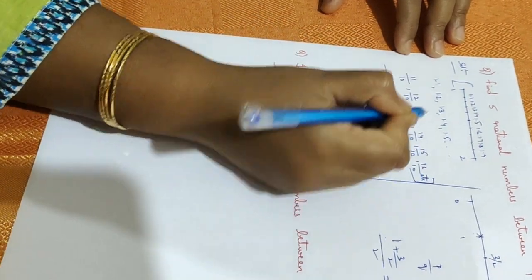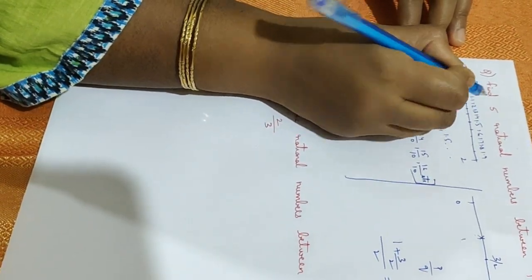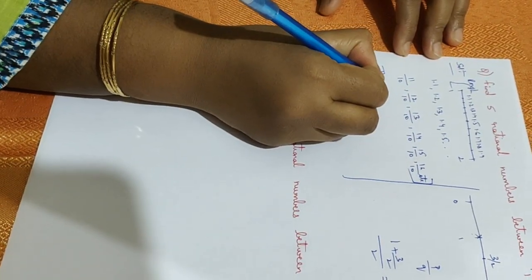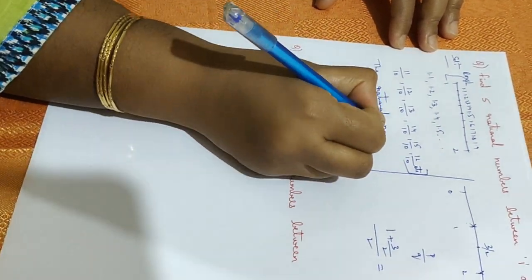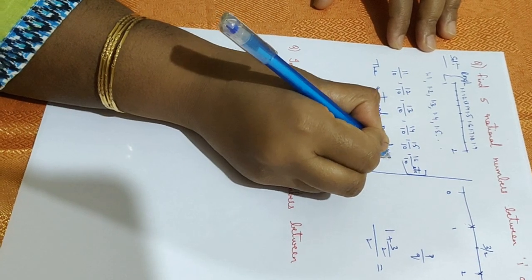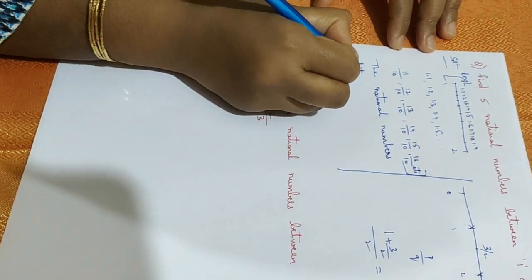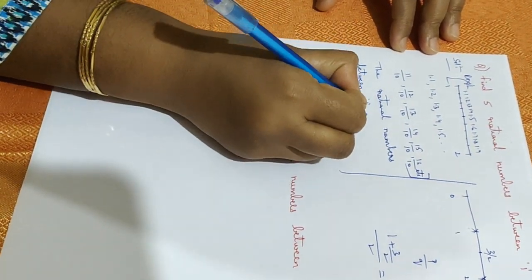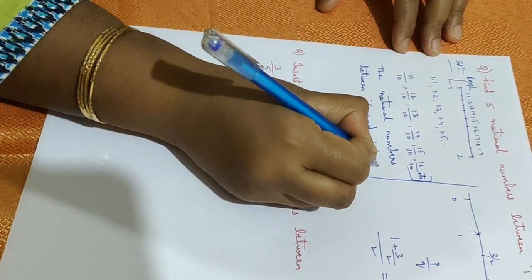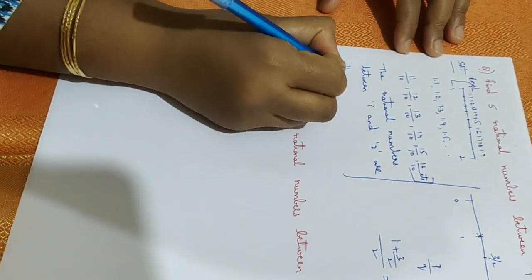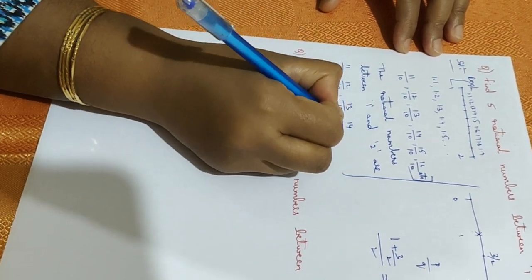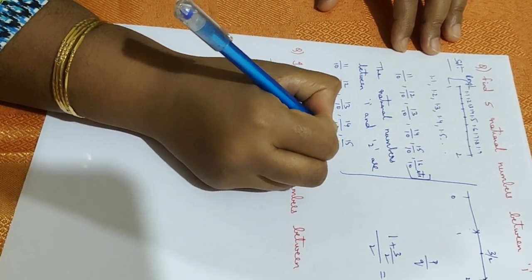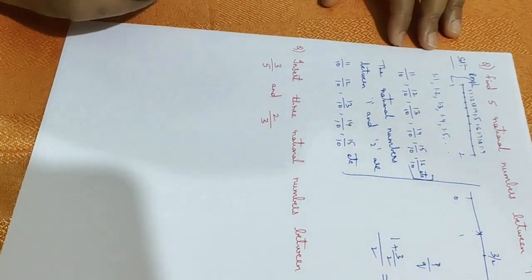All this you can do in your rough work, rough column. This is for your understanding. You can write the final answer: the rational numbers between 1 and 2 are 11 by 10, 12 by 10, 13 by 10, 14 by 10, 15 by 10, etc.